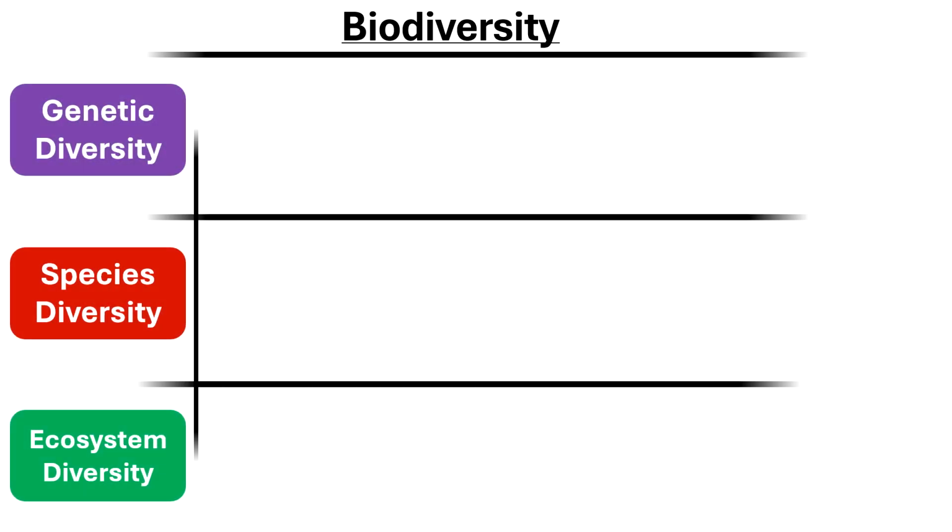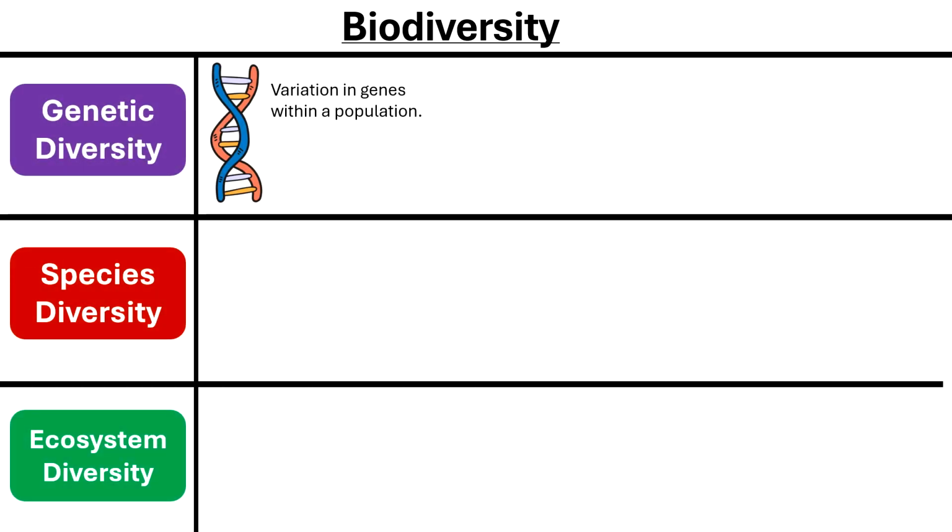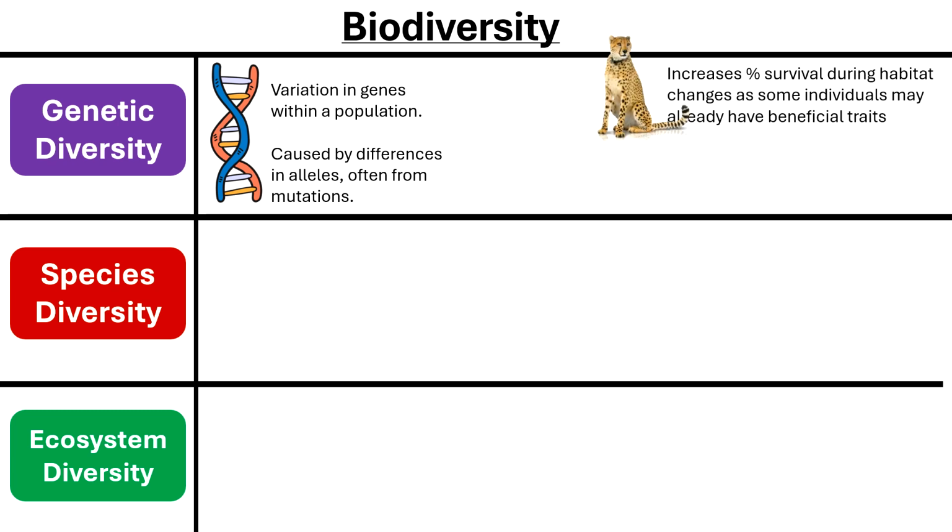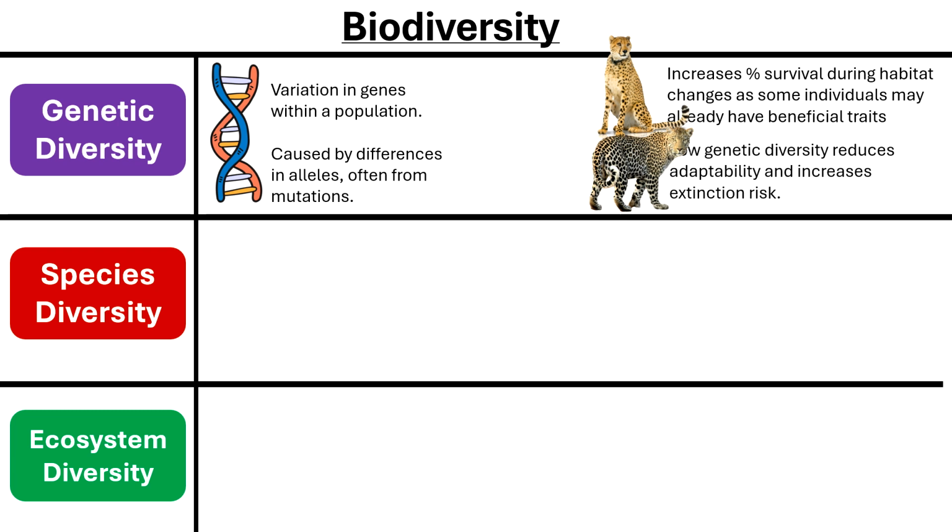Starting with genetic diversity, we have that it's the variation in genes within a population, often caused by mutations and differences in alleles. But the important thing here is that it is essential for survival, because when there's more variation in genes, it's more likely that a certain individual in the species will have the beneficial trait required for survival at that time. So those with less genetic diversity have more of an extinction risk.